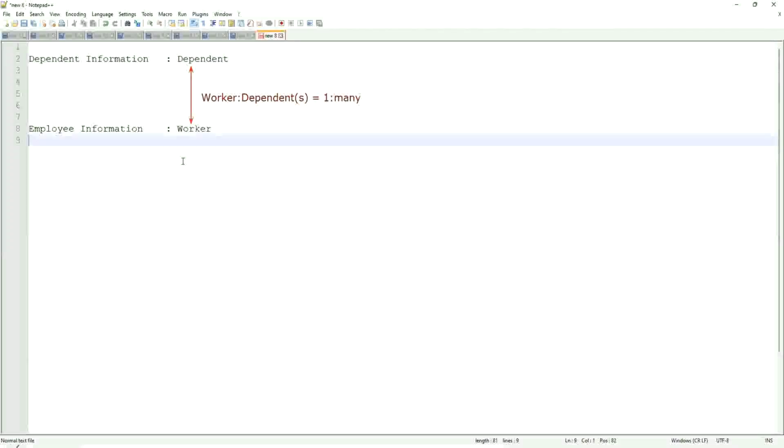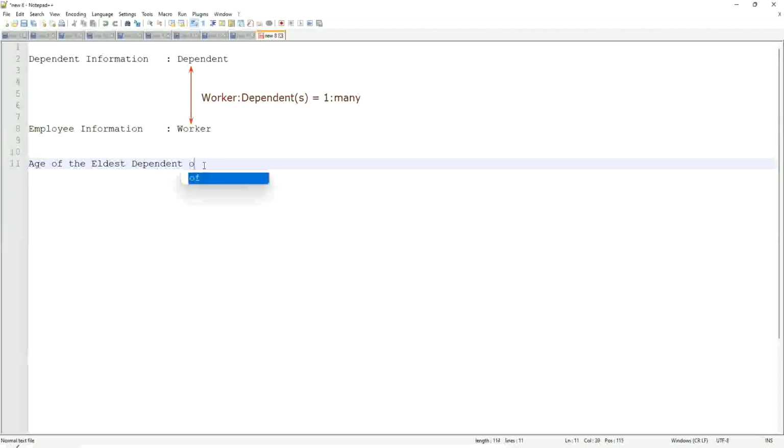Also sometimes you have to do some calculation for your integrations, for your EIBs, for your core connectors, where you have to get the information from the related business object and put it in the main or primary business object. Here, what we are trying to do is find out the age of the eldest dependent of a worker.